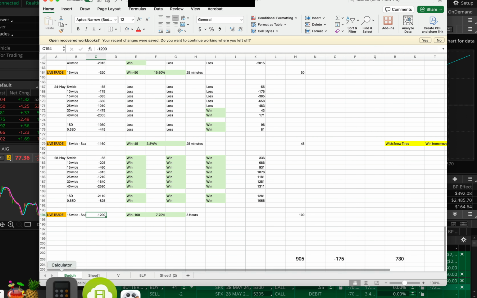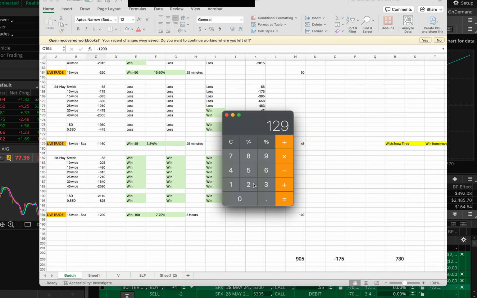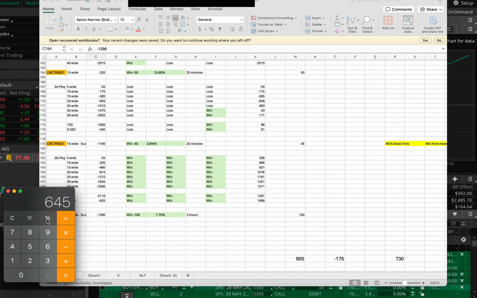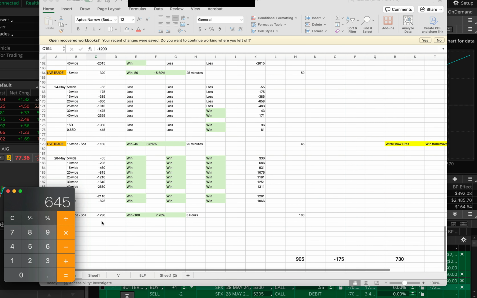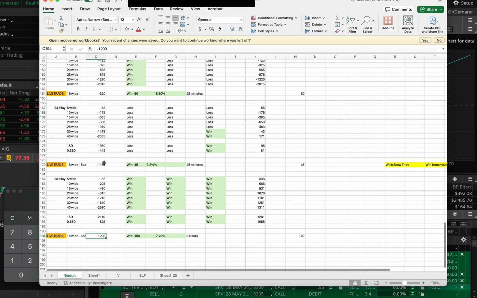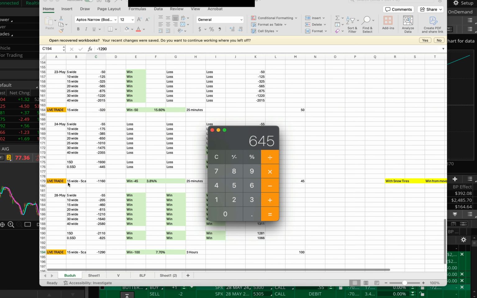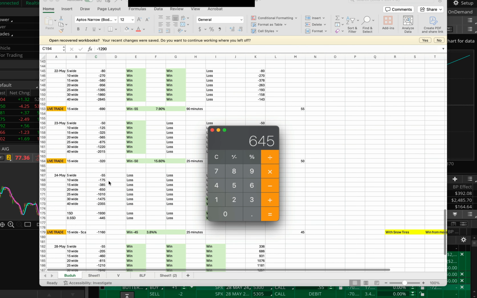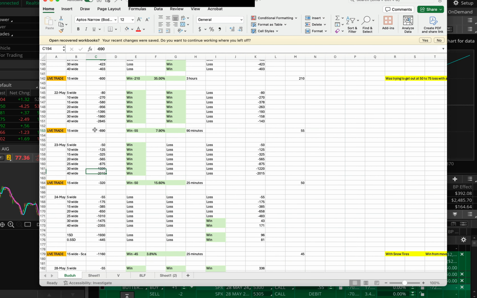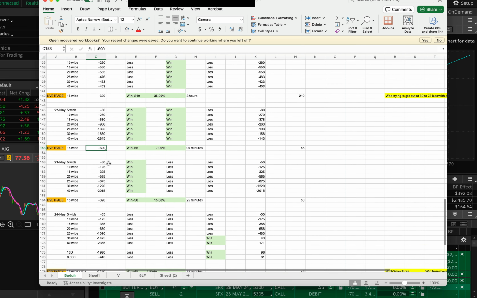So what's 1290 divided by 2? 645. That's pretty risky. Let's try that again. 1290 divided by 2, 645. So on today's trade, it was 645 per contract was the risk. And that was higher than this one. Let's see if we have a number that's higher than 645. Oh, there's 690. I guess we use 690.